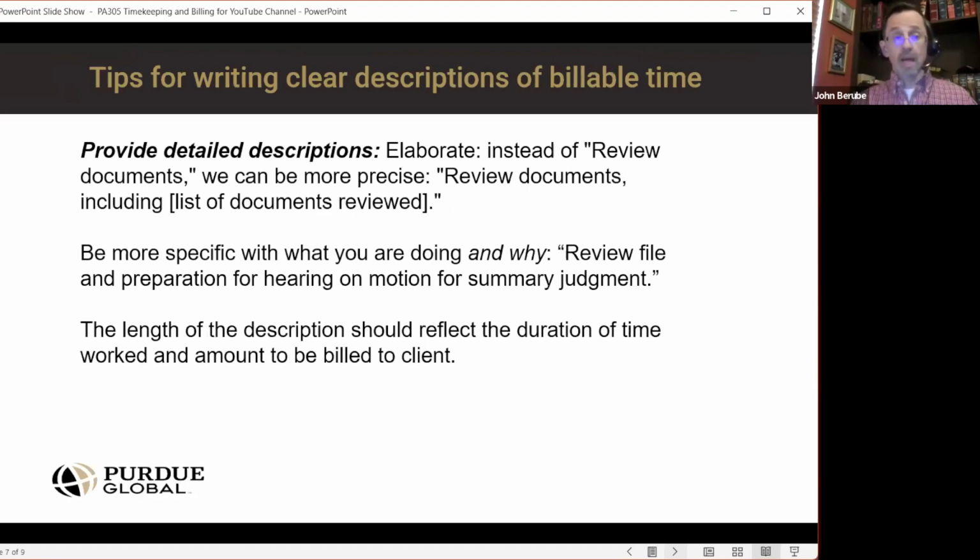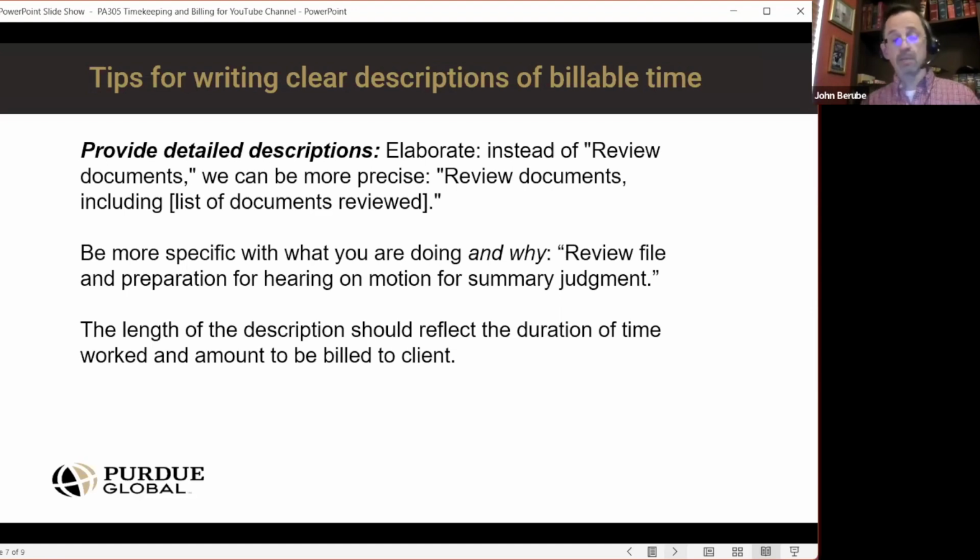We also want to elaborate. So instead of simply saying reviewed documents, we can be much more detailed and precise: reviewed documents including, and list the documents. The more documents we needed to review and evaluate, that will justify the greater amount of time. And we should also be specific with what we're doing and why, explaining that it's in preparation for a hearing for motion on summary judgment or a deposition or trial. The reason why we're doing it also can be very important and can justify the amount of time.